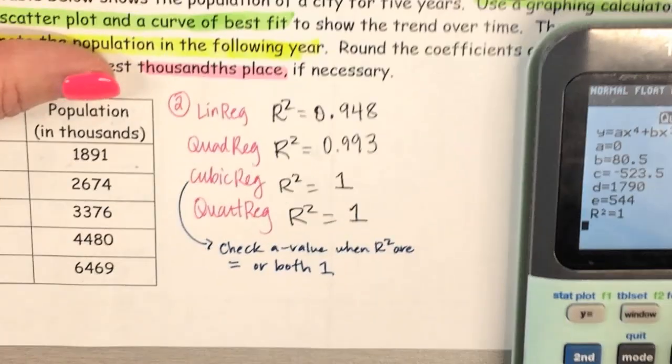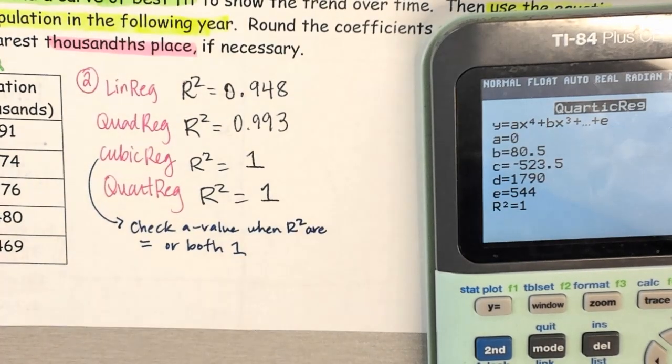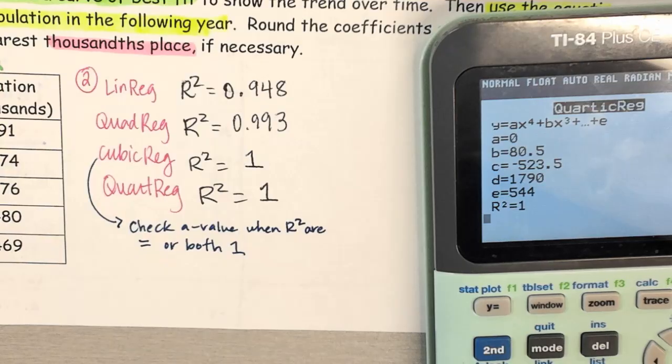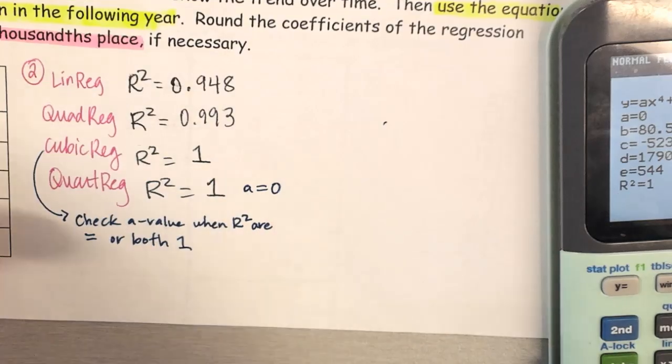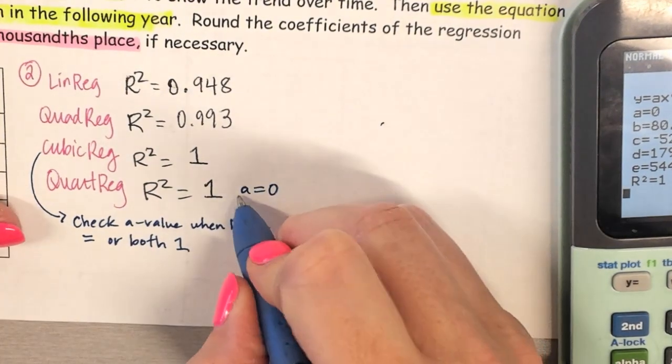So I still have my quartic regression pulled up. Is my A value 0? If your A value is 0, it will not be that one. Let's think about why.